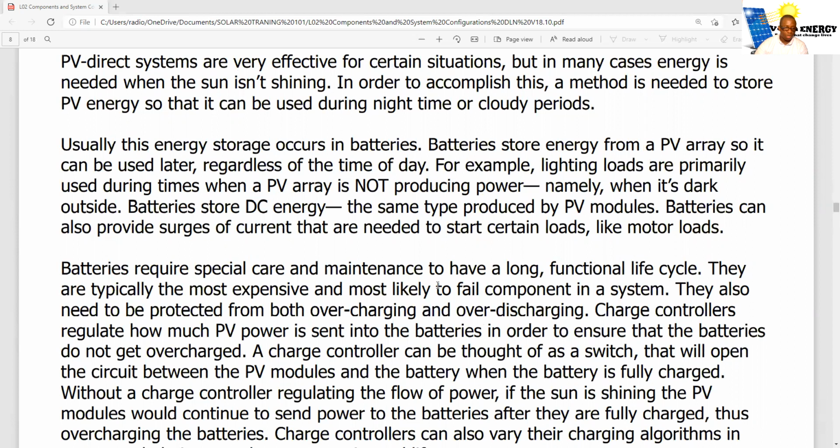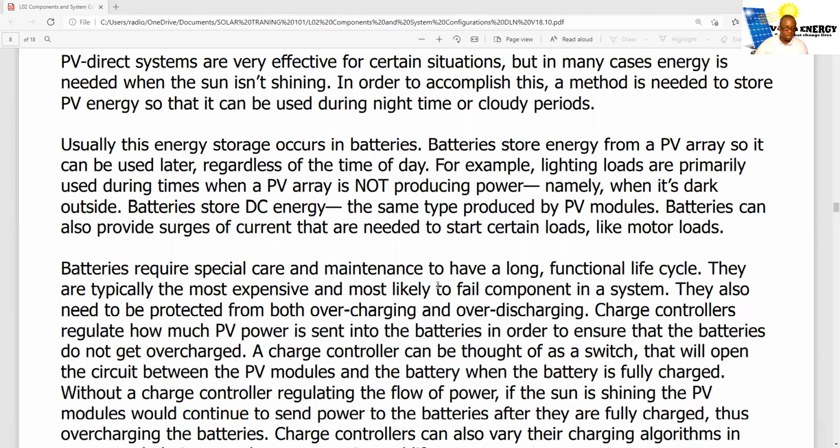For example, lighting loads are primarily used during times when a PV array is not producing power, namely when it is dark outside. Batteries store DC energy, the same type produced by PV modules. Batteries can also provide surges of current that are needed to start certain loads, like motor loads.